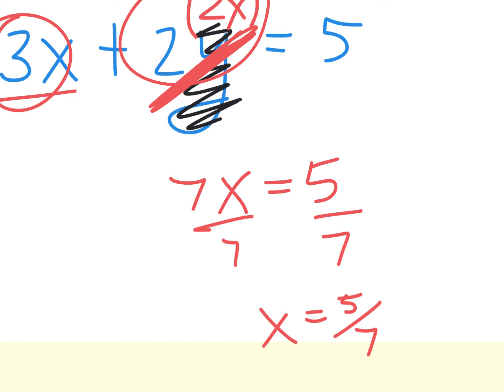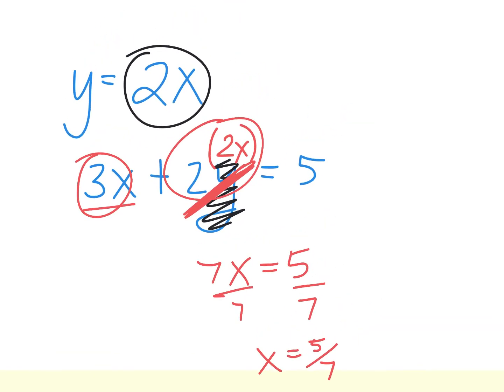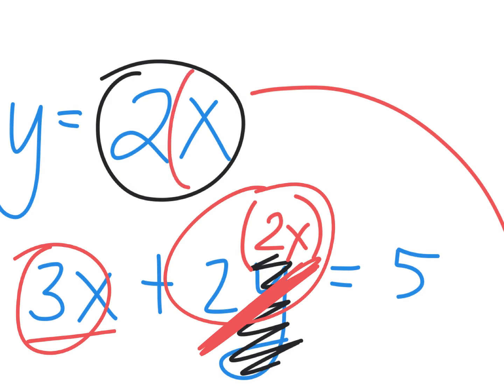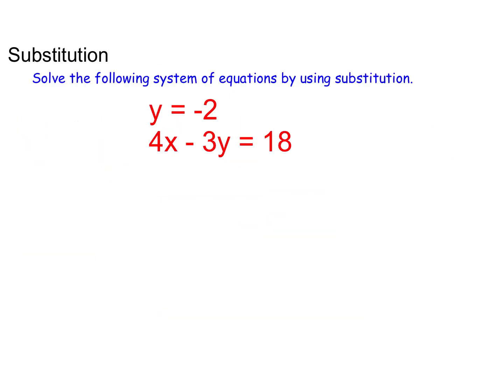Okay, good. If I had to finish that one, I'd just put the 5/7 back here. And I'd put 5/7 right there, and it would tell me y equals 2 times 5/7, which would be 10/7. Do you guys get that that 2 is like 2 over 1? So then it's just 2 times 5 is 10 over 7. All right, now let's get to some problems that are on this page. Everybody get to this one. It's in your notes. Y equals -2. 4x minus 3y equals 18.